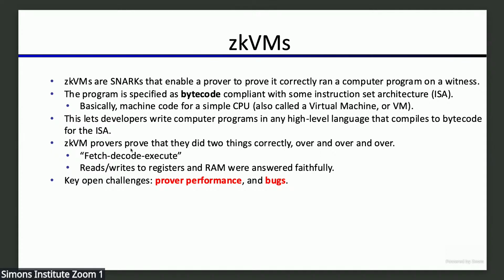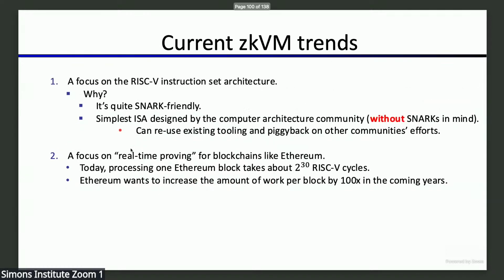Here's the machine, right? It's the virtual machine here, and then you prove you ran the virtual machine correctly. Now the challenge here is the prover overhead, and also these are very, very complicated protocols that are still definitely full of bugs today. And so how do we deal with that?